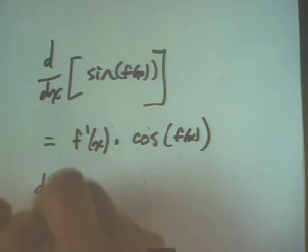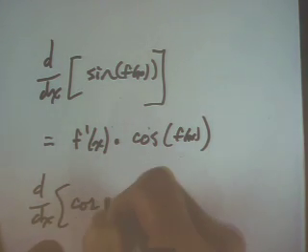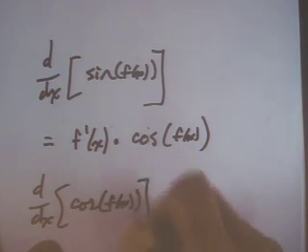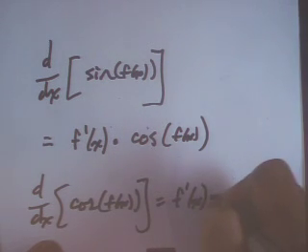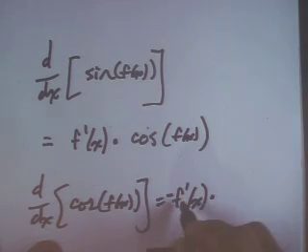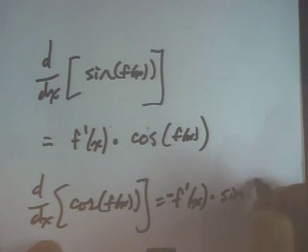And we can do the same with cosine. If we're trying to differentiate cosine composed of a function, that's going to equal f prime of x times negative sine. I'll put the negative out front, so it's going to equal negative derivative of f times sine of f of x.